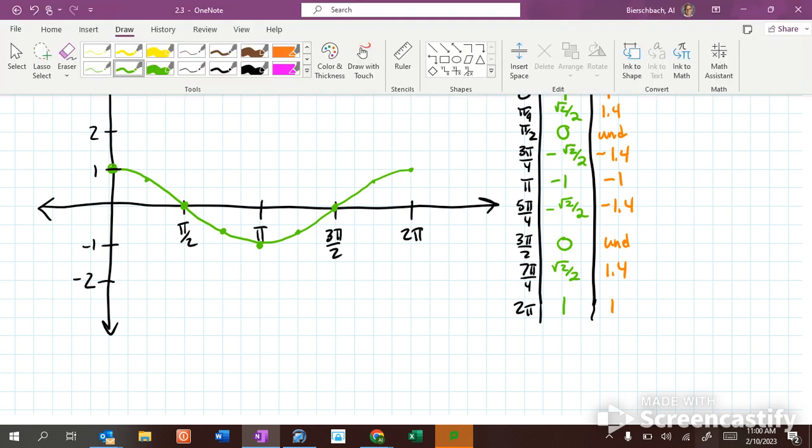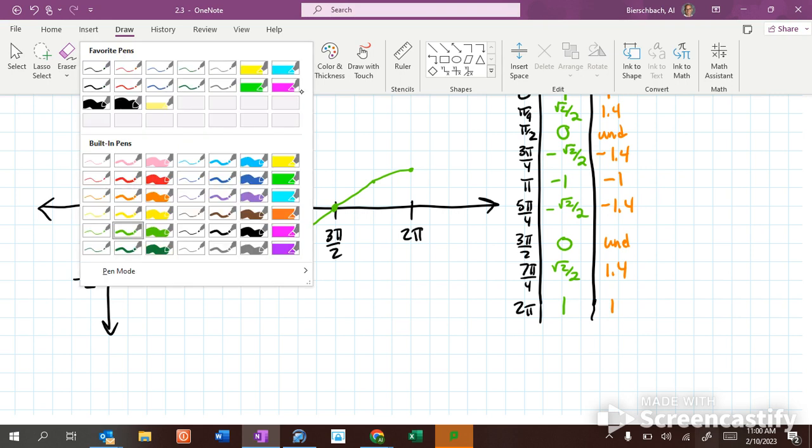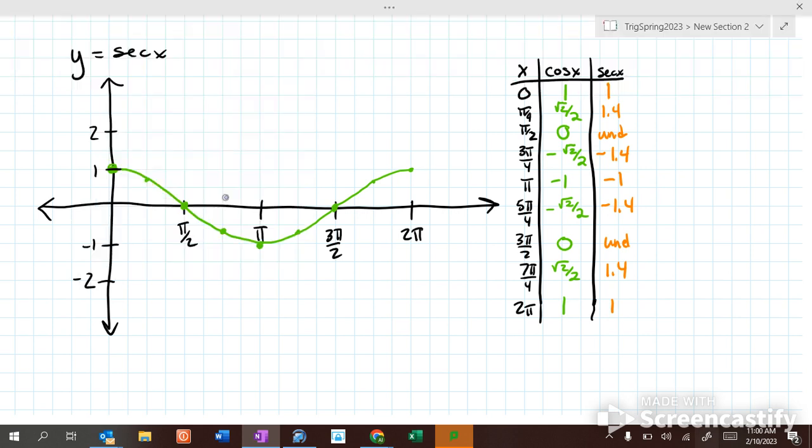Now, should I put in any asymptotes anywhere? Sure, I should put in asymptotes. Where should I put them? Where it's undefined. Where is it undefined? Where's secant undefined at? At pi over 2 and at 3 pi over 2.